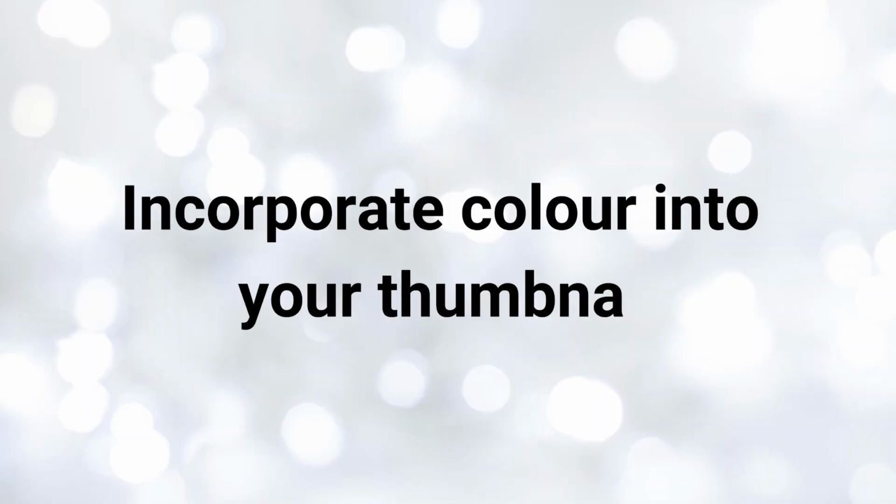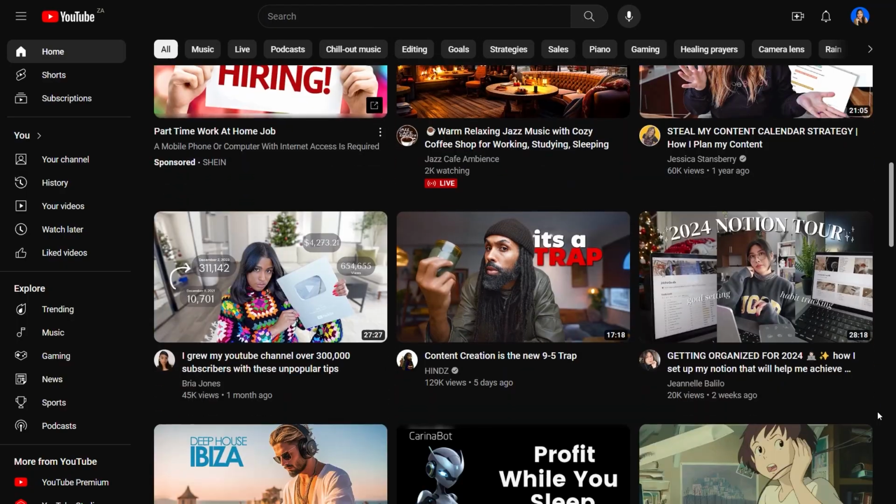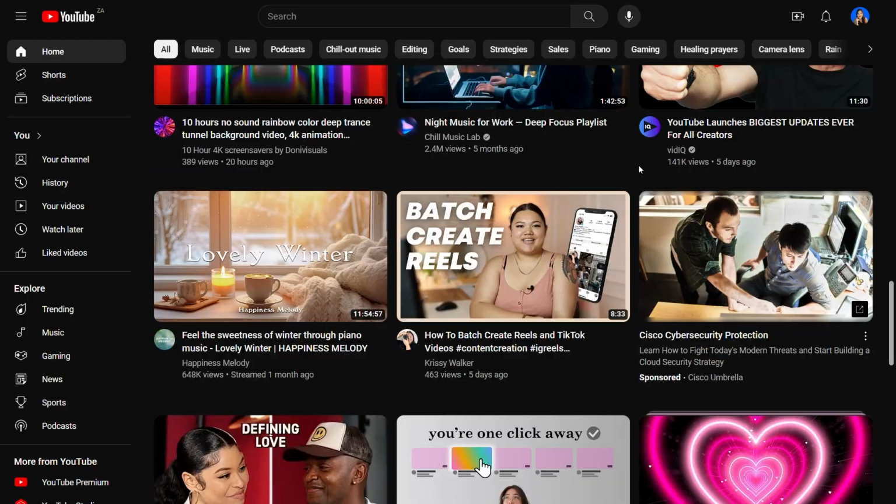The next design element that you need to keep in mind is to incorporate color into your thumbnail. When it comes to incorporating color into your thumbnail, yes, it is important to look at your competition, but it's also important to consider what thumbnails generally capture people's attention. Now, when you scroll through the YouTube homepage, you'll likely see that the thumbnails that really capture your attention are the ones with bright and bold colors. Those videos are the ones that immediately capture a person's eye.